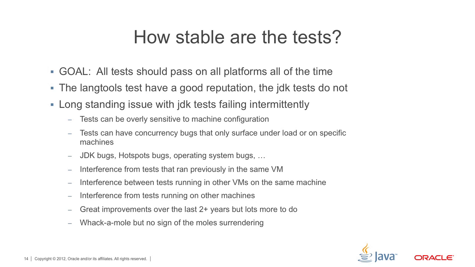It's less so in the JDK repository, where most of the tests live, and the reason for that is that we have a long-standing issue with tests that fail intermittently, and that might sound scary when you hear it first, but when we go through the reasons for that, it may become a little bit clearer. So the JDK is very, very broad. We have APIs covering a huge number of areas. And one reason that tests can fail periodically is because they're just overly sensitive to the machine configuration.